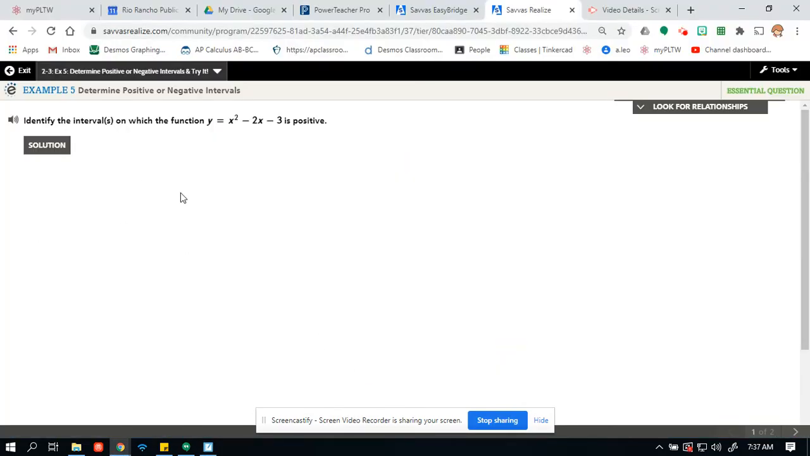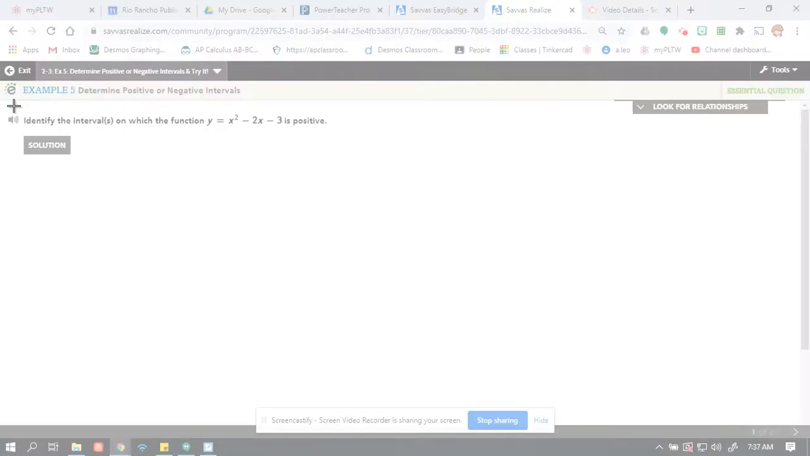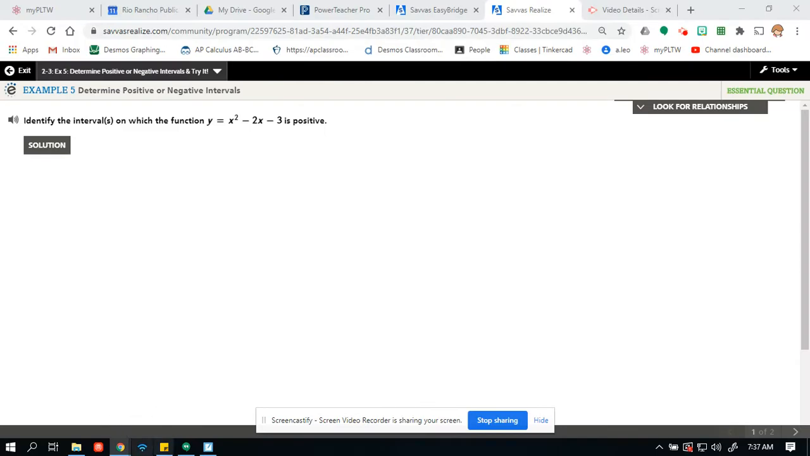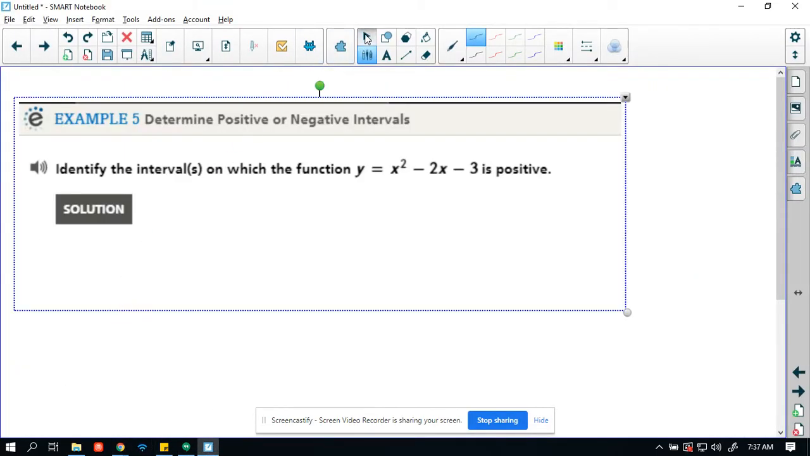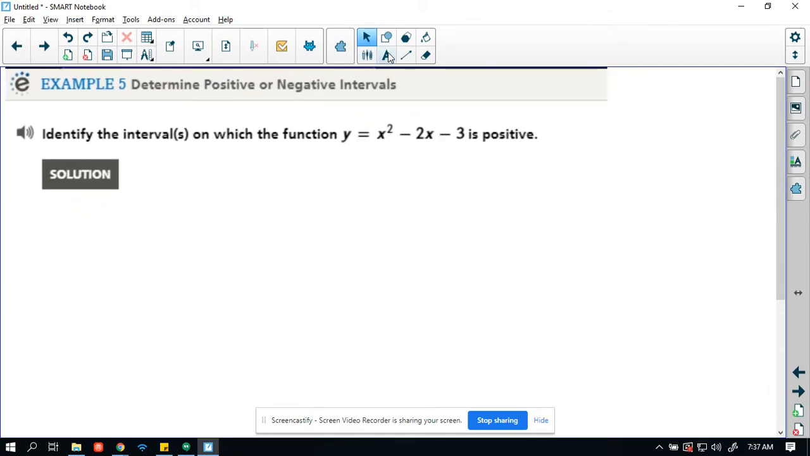So let's look at this. Let me grab this example. Let's go over to the Smart Notebook and let's look at this. Hi, so again, we went over the positives and negatives, and now you know that when y is equal to 0 is when we will have that basically doorway from going from positive to negative or negative to positive.